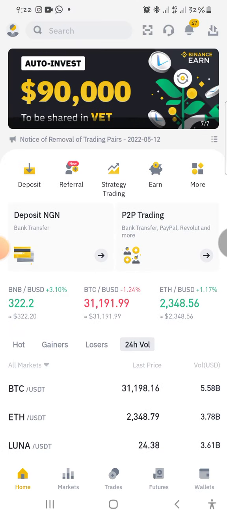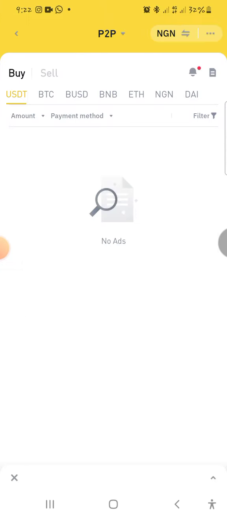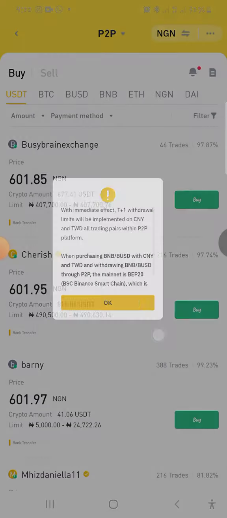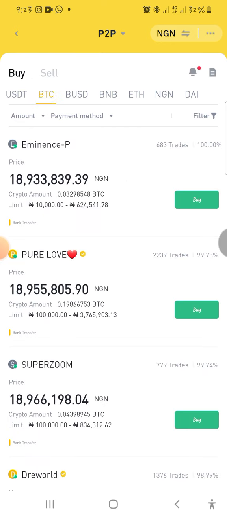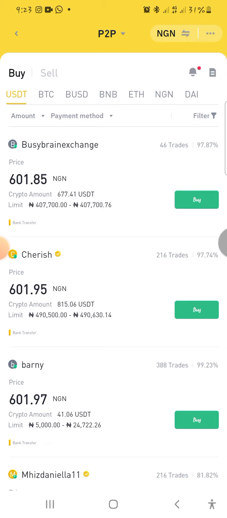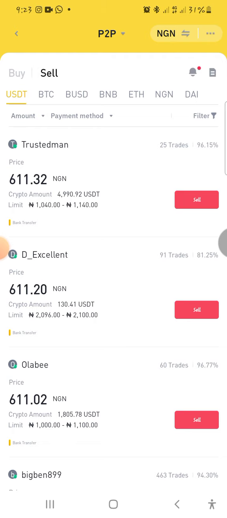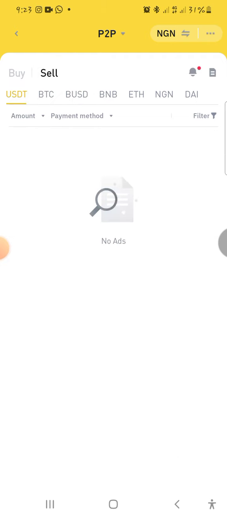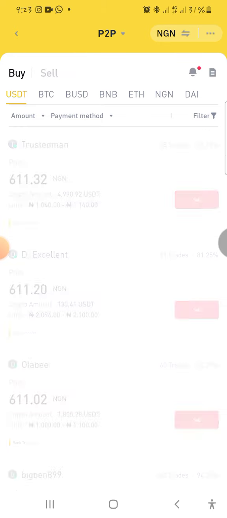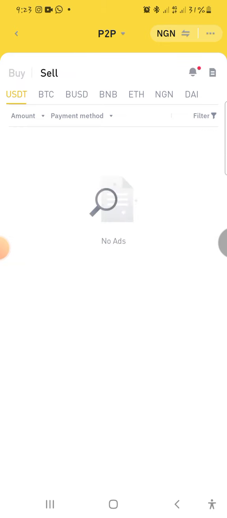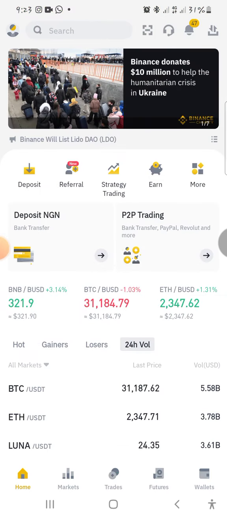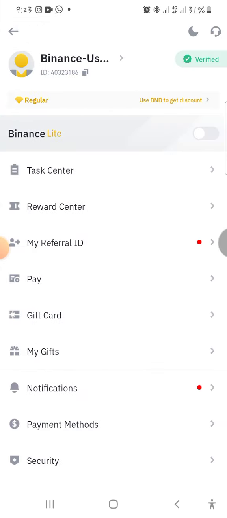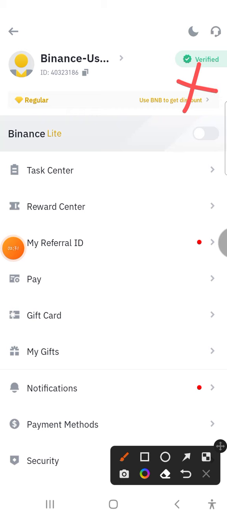So if you want to do P2P trading, deposit Naira, if you want to sell or buy, you click on P2P. You can see it'll give you some warning. For those in Nigeria, you can see that $1 is now 600 Naira, but I'm not here for this. I just want to show you the interface. If you want to buy, you click on buy. If you want to sell, you click on sell over here. Depending on what you want to buy, BTC, USD, you transfer money to the person, and then the person sells to you. If you want to sell, the person will transfer the money to your account, and then Binance will automatically remove the crypto from your account. You can see here my account is verified. Your account has to be verified.